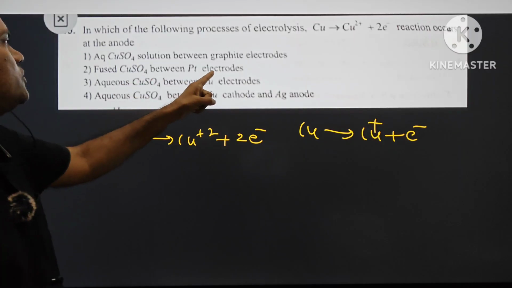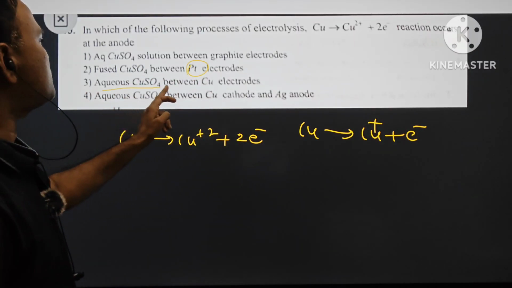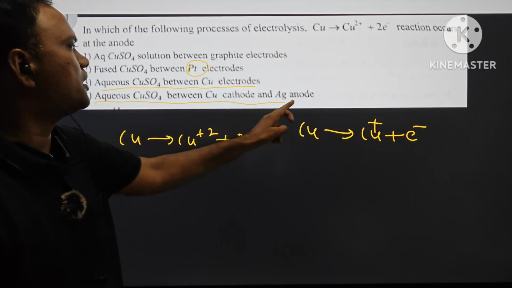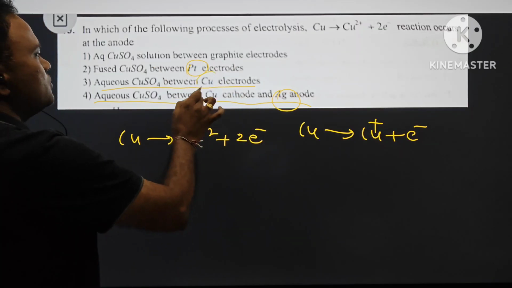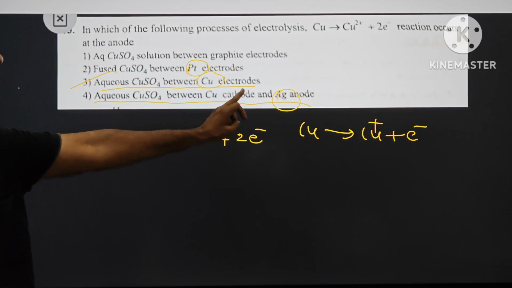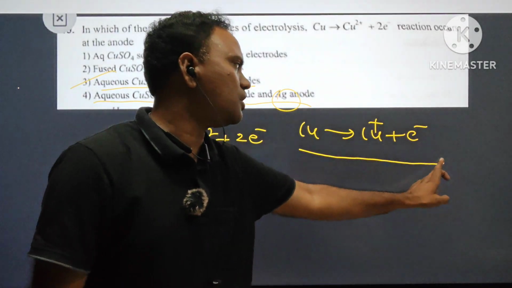fused copper sulfate using platinum. Platinum is which electrode? Inert electrode. Aqueous copper sulfate between copper electrodes. Aqueous copper sulfate between copper and anode. Where inert is mentioned, only active copper. So third option. When an active electrode is given, then we take that active electrode and we remove electrons.